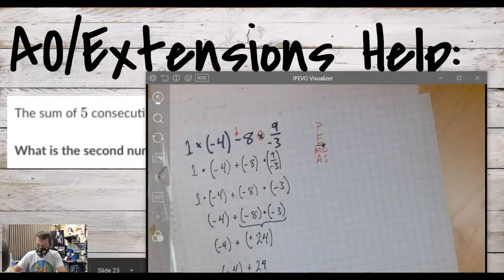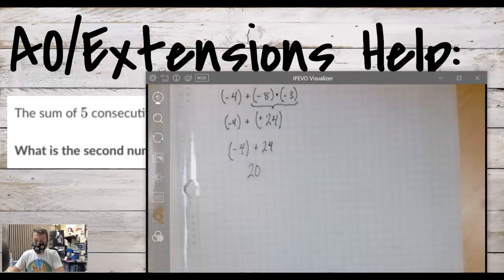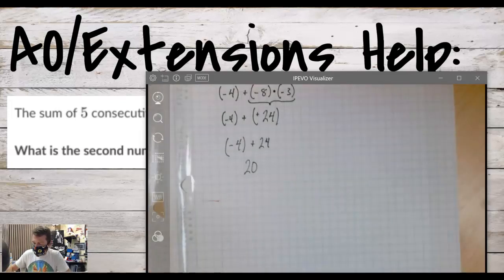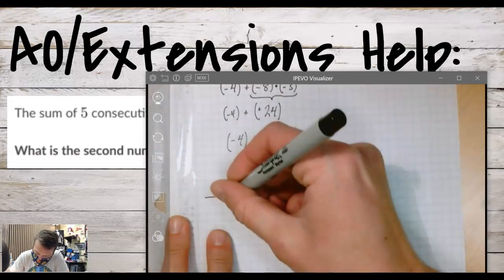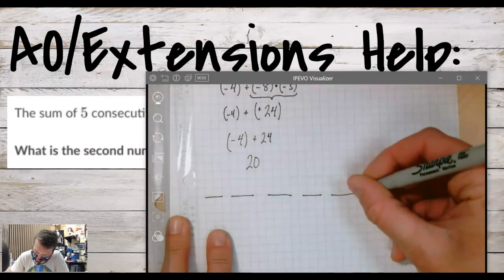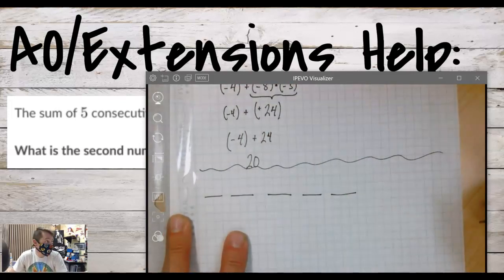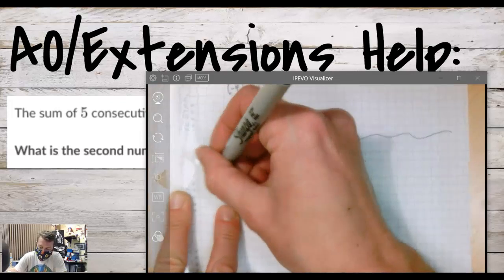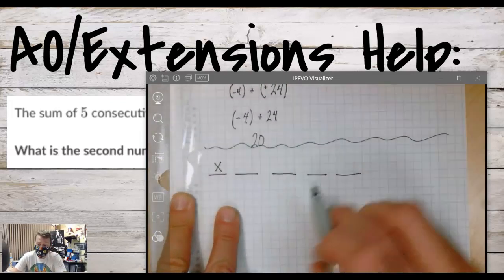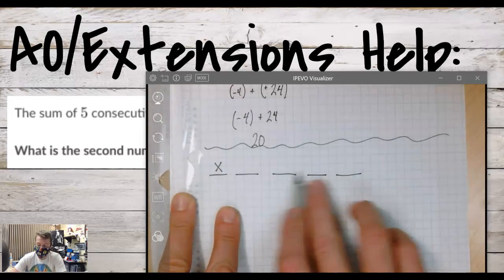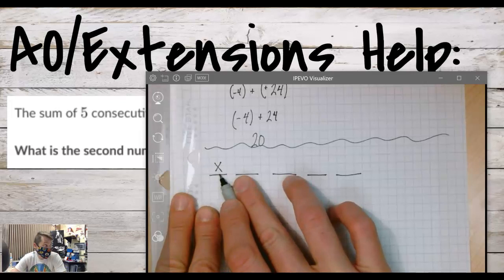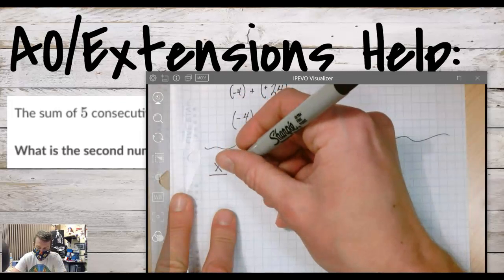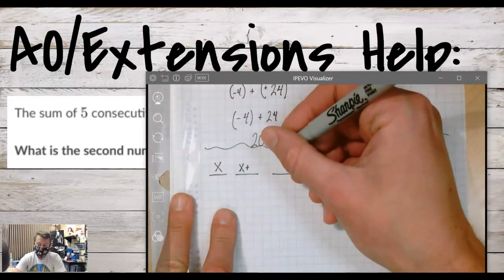So if we want to think about this as being 5 integers, we've got 1, 2, 3, 4, 5, with a squiggly line so we know we're doing something different. And if I make my first integer x, now this is just one way to do it. I could make my third integer x, or any of them x. But if I make my first integer x, the next odd number, counting up, would be x plus what?